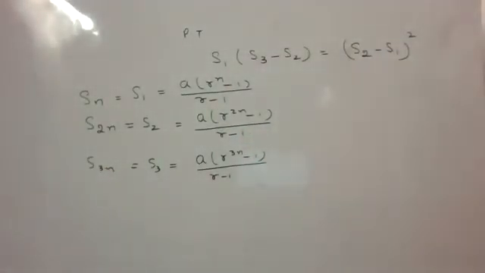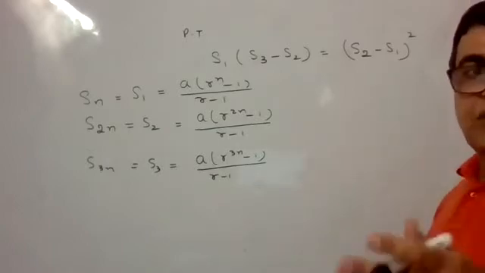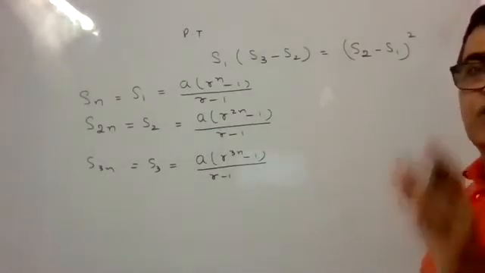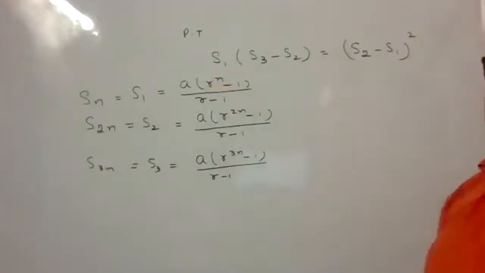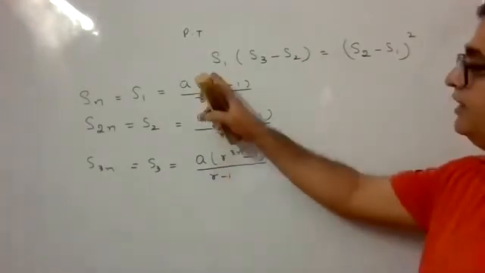Is this clear? We have only placed formulas: the sum of n terms formula, the sum of 2n terms formula, and the sum of 3n terms formula. Now I want to show that this is equal to this. You can start from any one side, so let us take the left hand side.